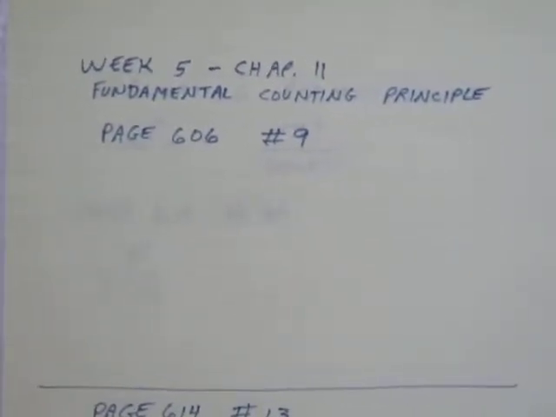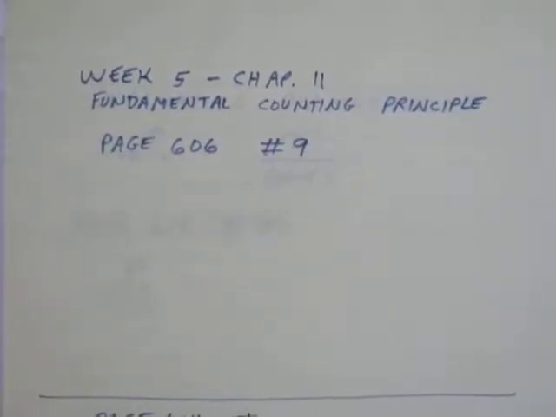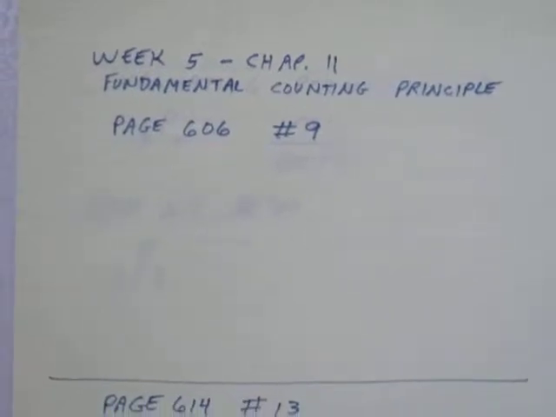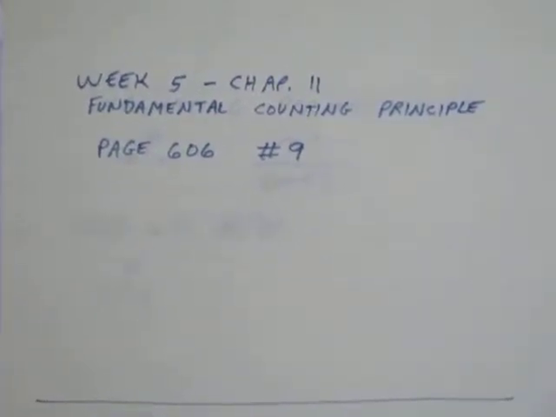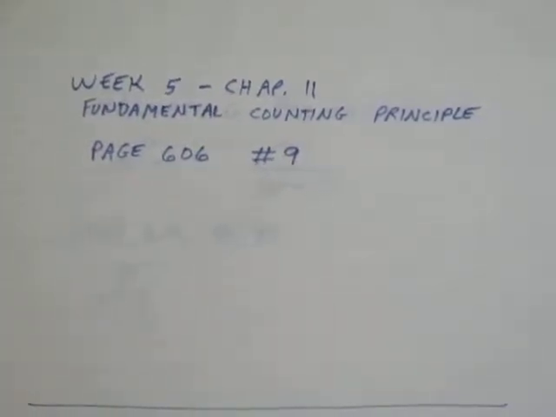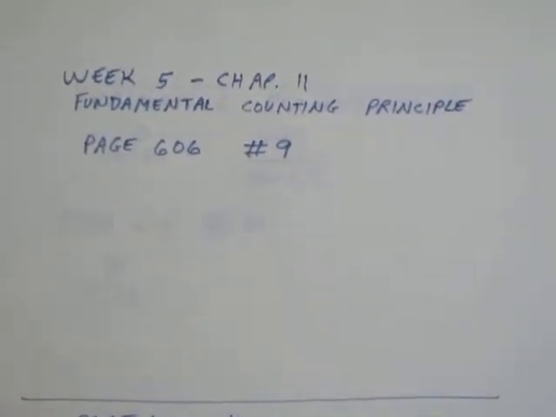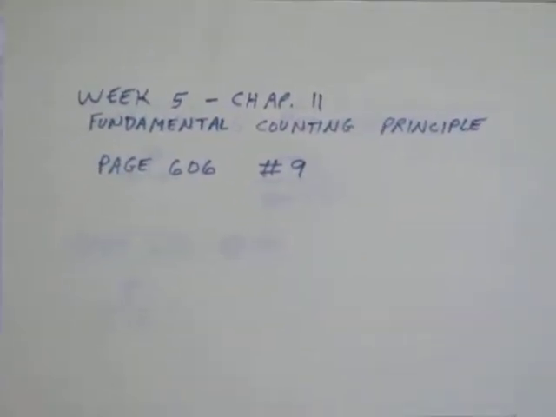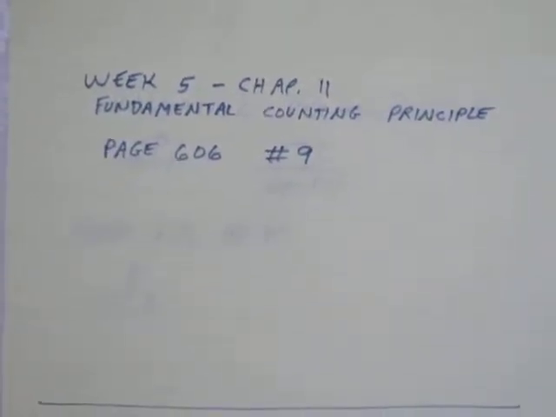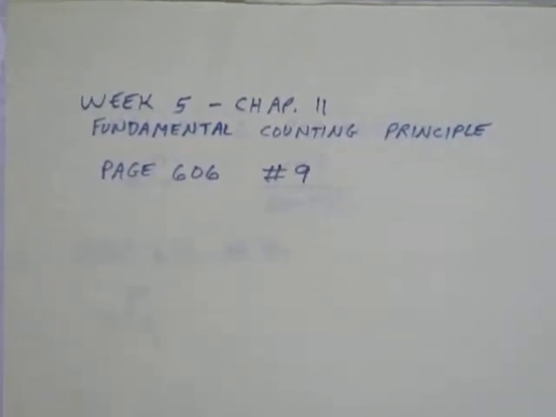Today is chapter 11, week 5, and we're going to look at a few examples of problems in the chapter. The first problem is on page 606. It's problem number 9, and it deals with the fundamental counting principle. A restaurant offers the following limited lunch menu. There are main courses, vegetables, beverages, and desserts.